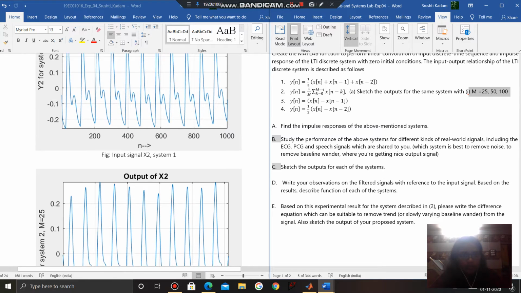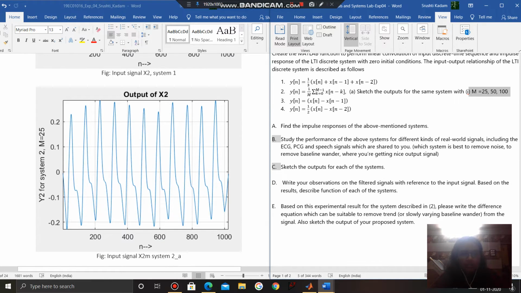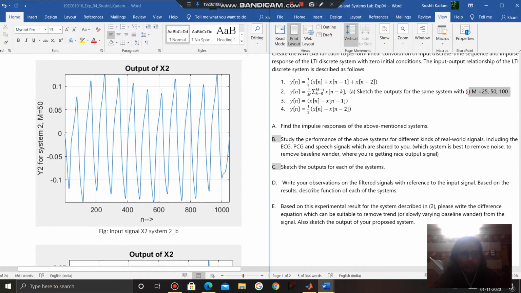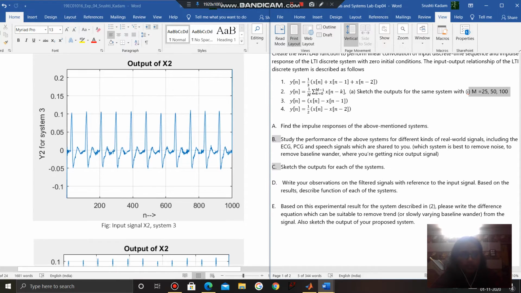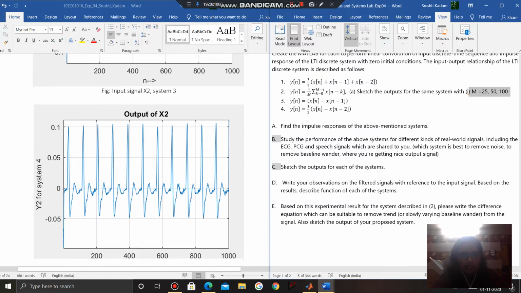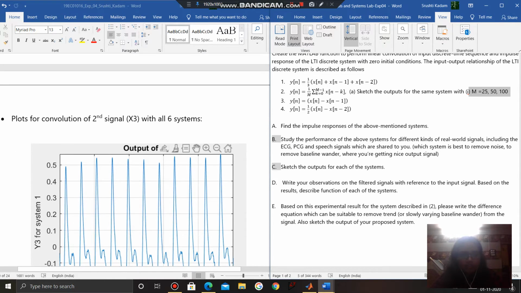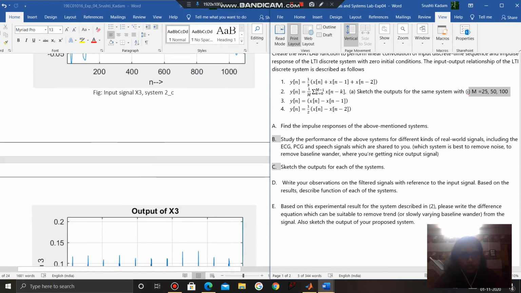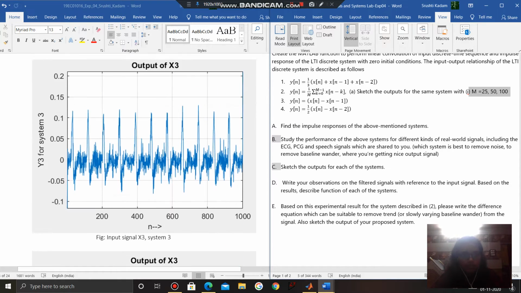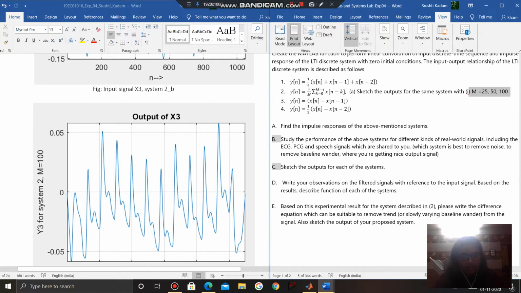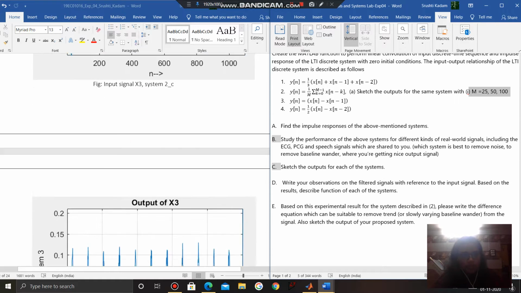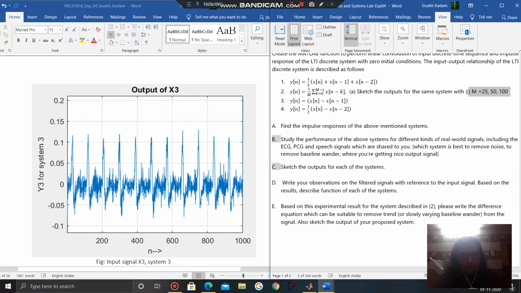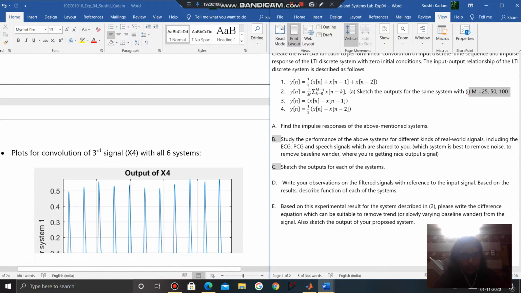This is for system 1. This is a convolution result for system 2, M equal to 25, M equal to 50, M equal to 100. This is the convolution result with system 3 and system 4. Similarly, these are the plots for the convolution of second signal x3 with all six systems. If you observe, if I consider these curves normal, then these other curves have a very high frequency relative to what we saw for system 1 and 2. This information will come in handy later.